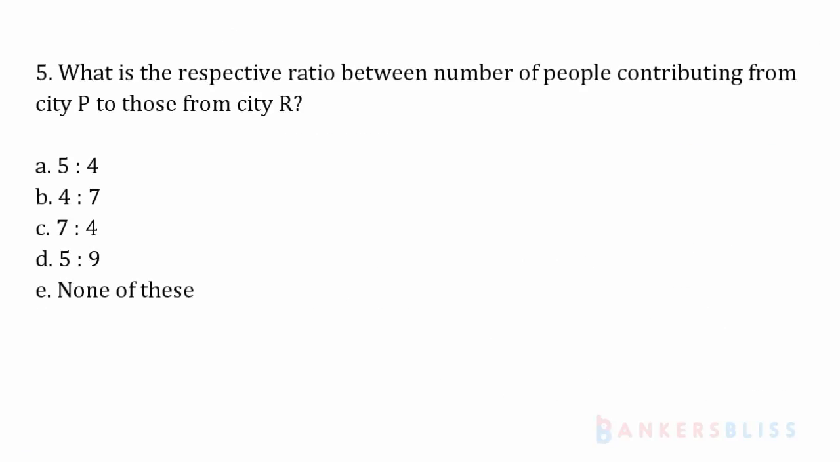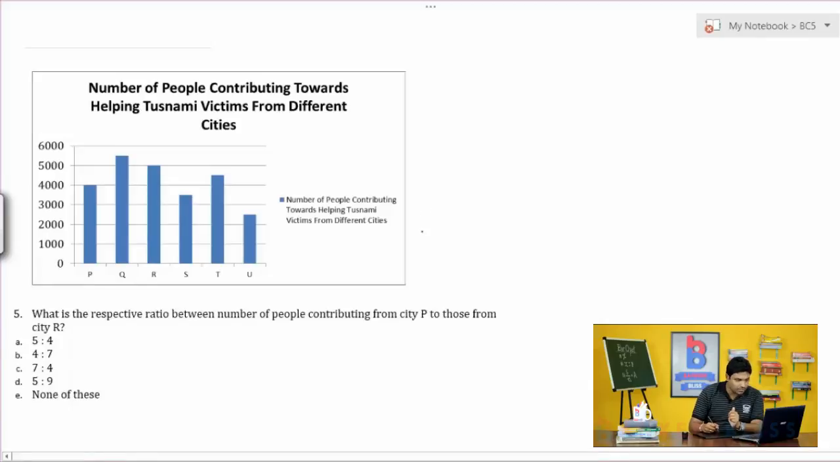What is the respective ratio between the number of people contributing from city P to those from R? So how many people are contributing from city P? They are asking to calculate P by R. P is 4000, then R is 5000. Very easy to calculate. Orally you can solve, no need to use paper and pencil. The answer is 4:5.